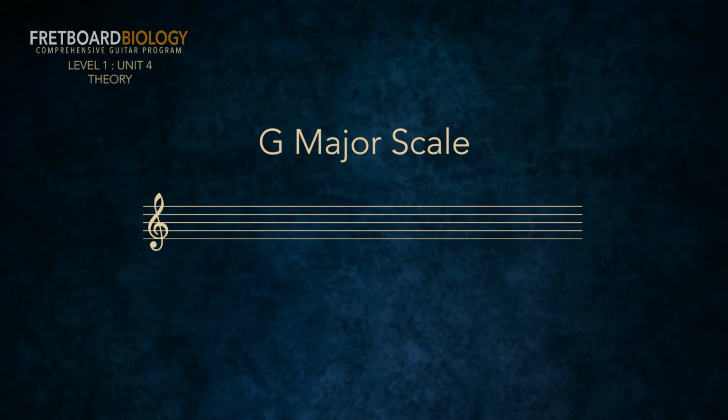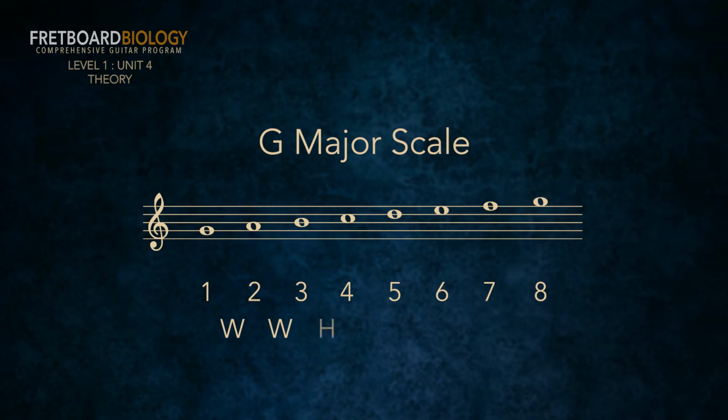Now let's do the key of G, and we'll follow our 5 steps again. So, first step, write G on the staff. Second step, fill in the notes to the octave. That's G, A, B, C, D, E, F, and G. Third step, number the scale degrees, 1, 2, 3, 4, 5, 6, 7, and 8. Fourth step, write in the interval formula. Between 1 and 2, we need a whole step. Between 2 and 3, we need a whole step. Between 3 and 4, we need a half step. Between 4 and 5, we need a whole step. Between 5 and 6, we need a whole step. Between 6 and 7, we need a whole step. Between 7 and 8, we need a half step. And now the critical step 5.